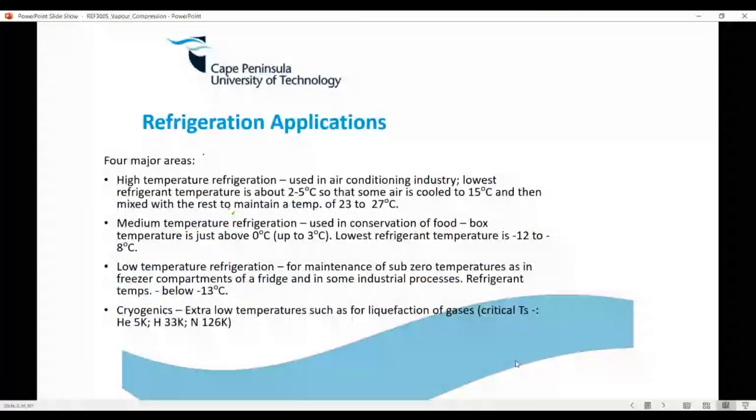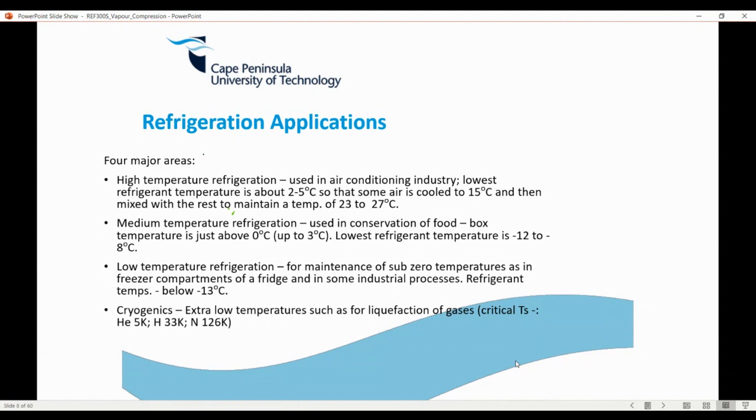So let's quickly talk about some refrigeration applications. Obviously, one wants to explain the cycle before they get here, but refrigeration is a very important field for a mechanical engineer. We've got high temperature refrigeration, medium, low, and we even have cryogenics. Normally high temperature is used in the air conditioning industry, where the lowest refrigerant temperature is around 2 to 5 degrees and we're keeping air around 15 degrees. Medium temperature is used for food conservation, basically keeping your food cold, just above 0 degrees, about 3 degrees, and it can go as low as minus 12 to minus 8 degrees, depending on the food.